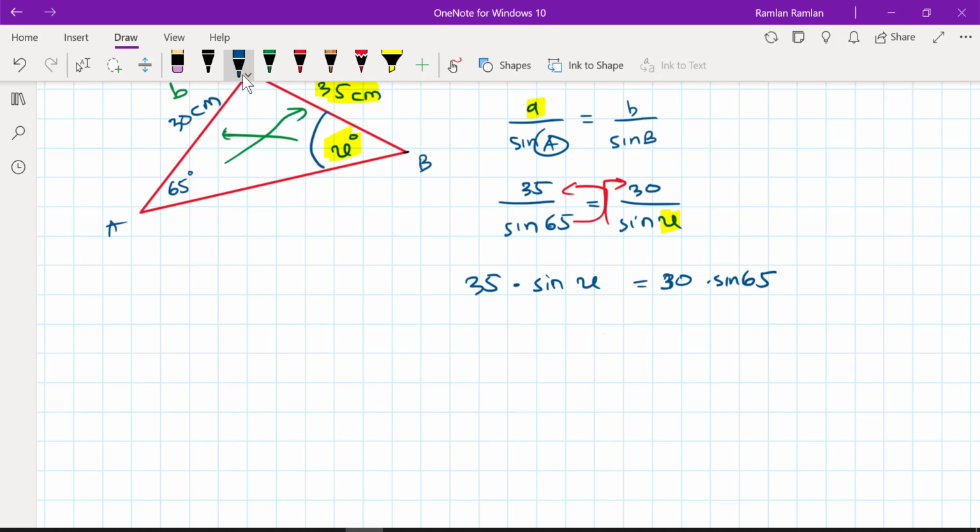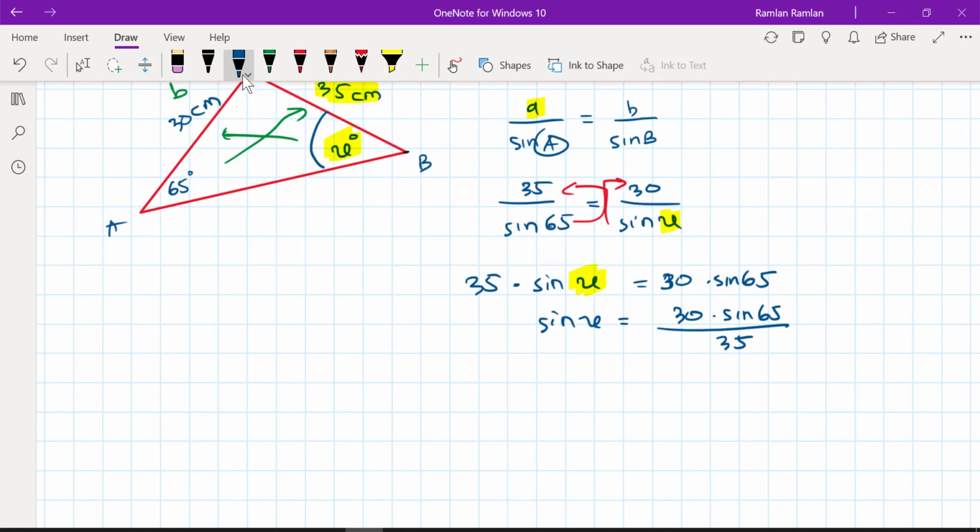The next thing we do, again because we want to make the variable alone, this x over here, is divide both sides by 35. So that'll be sine of x equals 30 multiplied by sine 65 degrees divided by 35.